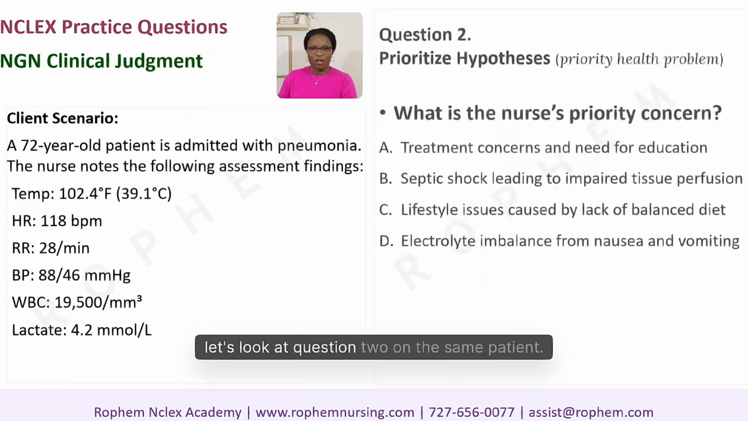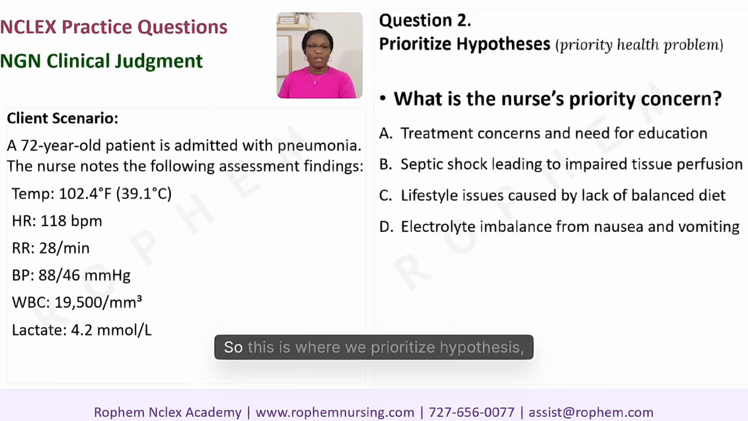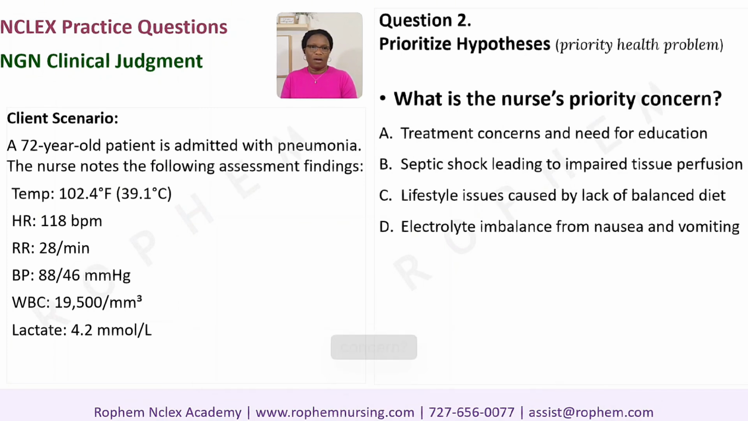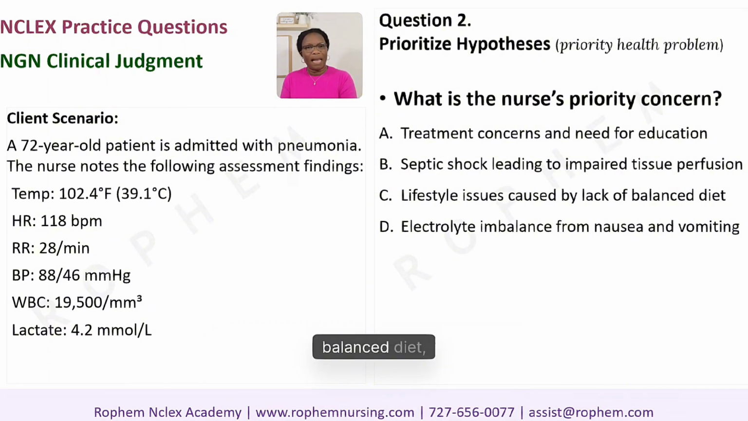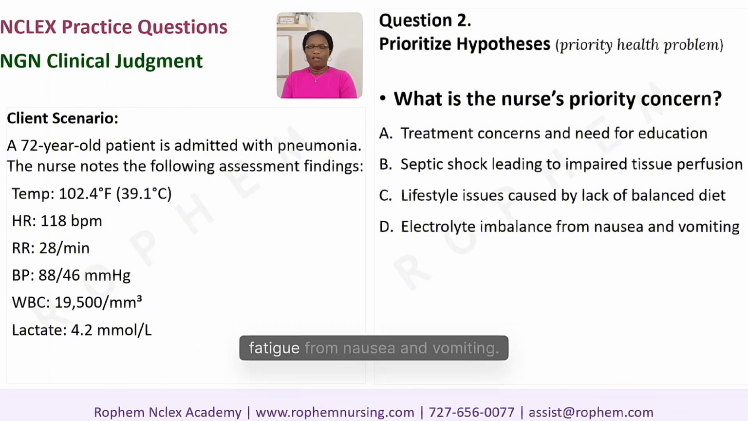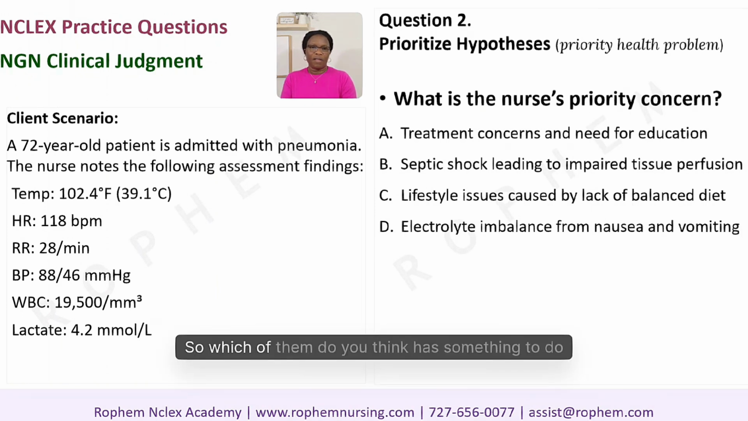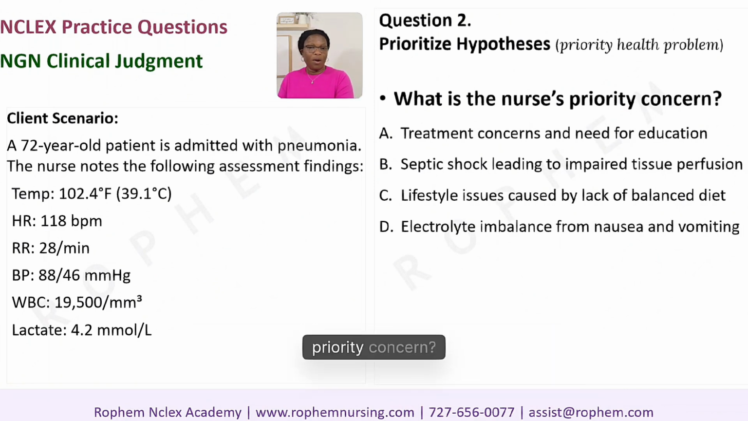All right, let's look at question 2 on the same patient. This is where we prioritize hypotheses, meaning that you are looking for the priority health concern. So the question is, what is the nurse's priority concern? Take a look at all the answer choices. Treatment concern and the need for education. Septic shock leading to impaired tissue perfusion. Lifestyle issues caused by lack of a balanced diet. Electrolyte imbalance from nausea and vomiting. Which one of them do you think has something to do with this patient as far as priority concern?